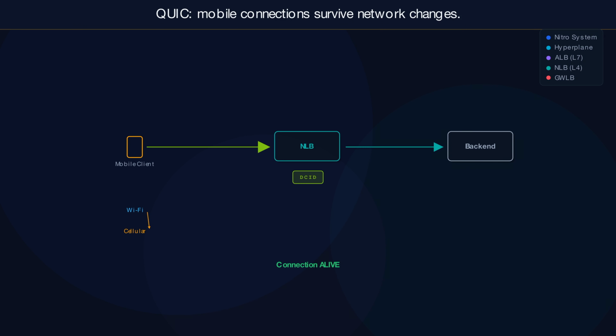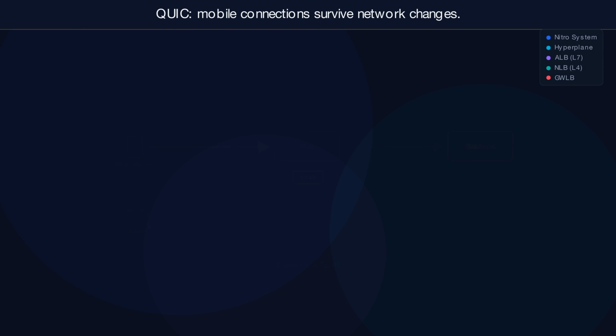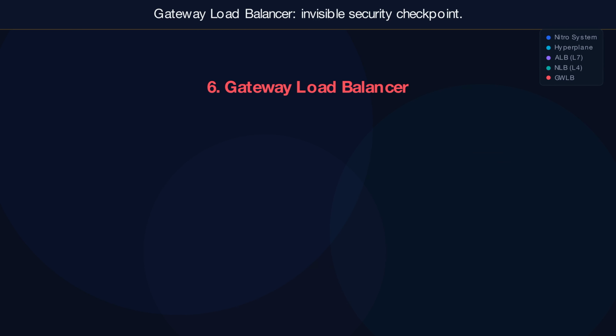The newest NLB feature is QUIC pass-through. QUIC is the protocol behind HTTP/3, built for mobile devices that change networks constantly. NLB does not terminate the QUIC session. Instead, it reads a special field called the Destination Connection ID to maintain stickiness. Even when a phone switches from Wi-Fi to cellular, the connection stays alive on the same backend server.